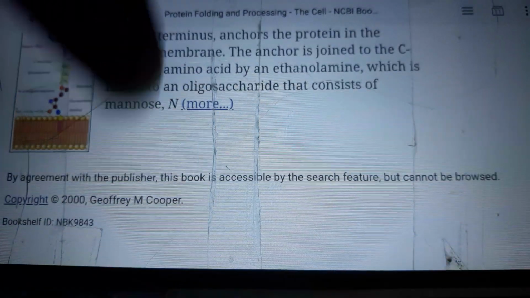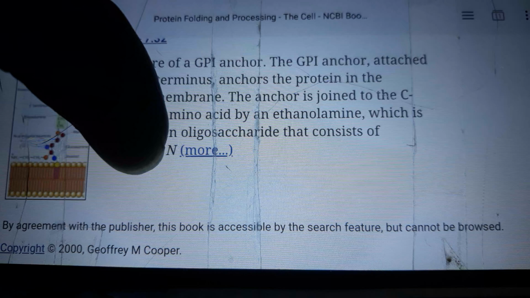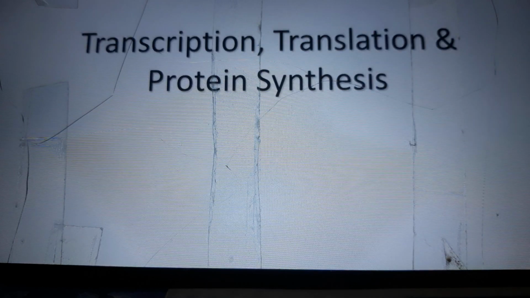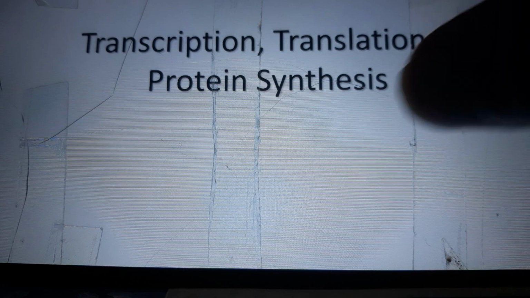Now, that would be the end of that particular lecture, and we'll be continuing on the next portion shortly. Right, we proceed from here with explanations on the various terminologies and processes of protein synthesis. Here we try to explain transcription, translation, and protein synthesis.